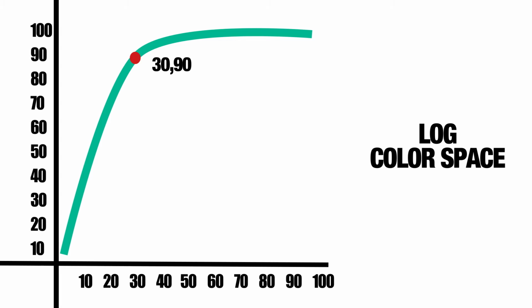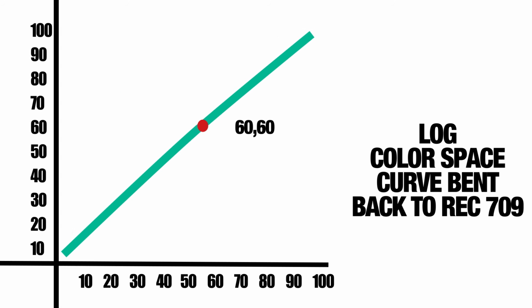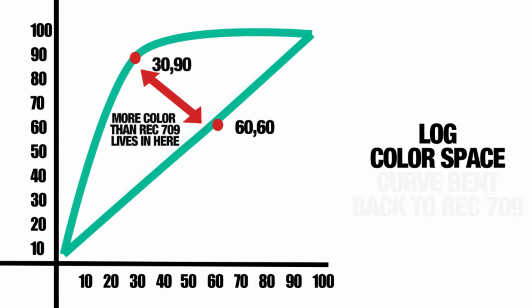Again, these numbers don't really, quote unquote, mean anything. They're just numbers in the graph to help illustrate my point. So when you move this curve from 90 and 30 to 60 and 60, where it's supposed to be, you've got 30 extra units of color. So when you start to move this curve around, when you start to push the colors around in your color correction software, there is a lot more data there. There's a lot more information there because it's been recorded on a log curve.